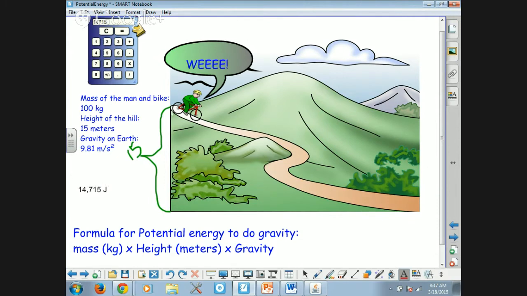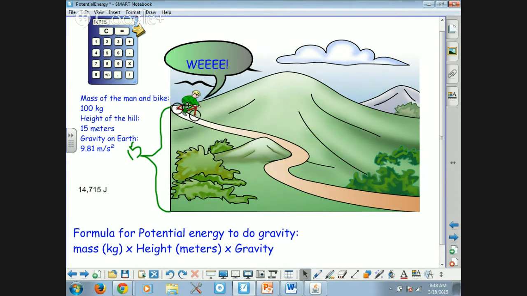Now, mechanical energy-wise, as this potential energy is converted, as he goes down the hill and it's converted to kinetic energy, remember kinetic energy is the energy of motion, that mechanical energy is going to be preserved. Mechanical energy is never really destroyed, it's just transferred. So potential energy transfers into kinetic energy, and of course there's going to be some friction with that as well. But potential energy due to gravity is completely based off of the man and his height.